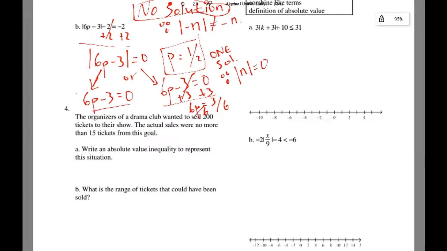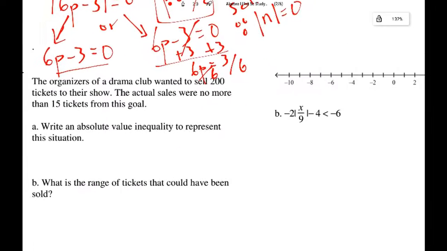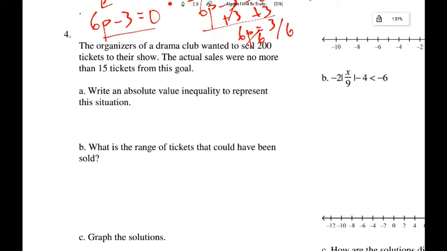All right, number 4. An organizer of a drama club wants to sell 200 tickets to their show. Their actual sales were no more than 15 tickets from this goal. Ooh, okay. Write an absolute value inequality to represent the situation. So, this club desired 200 tickets for their show. And their sales were no more than 15 tickets from this goal.